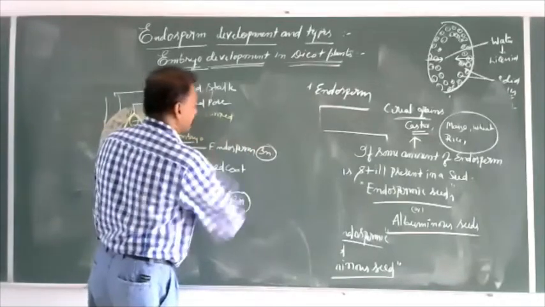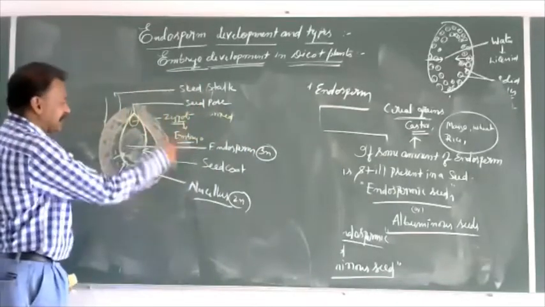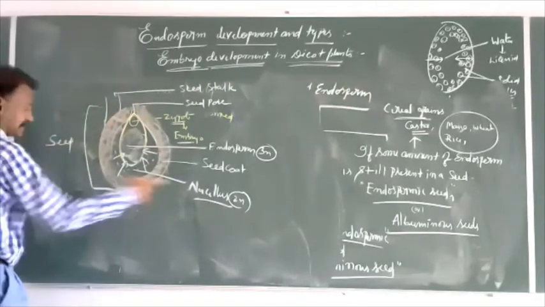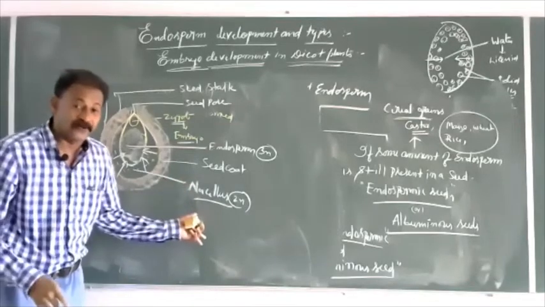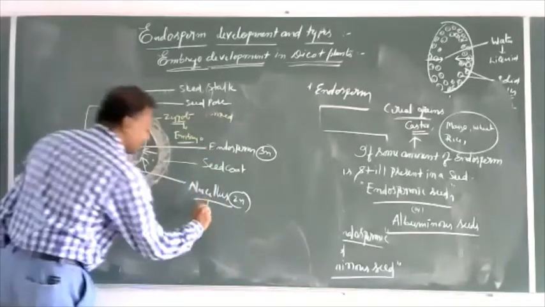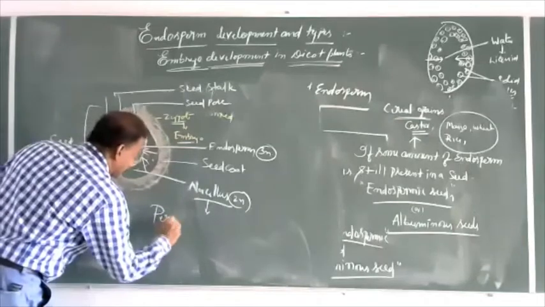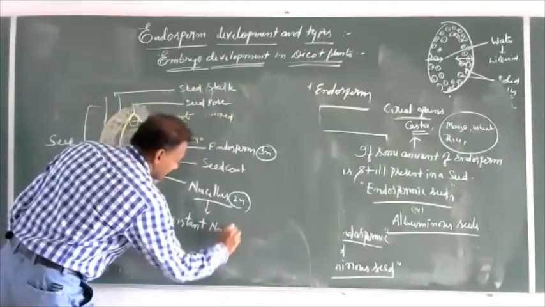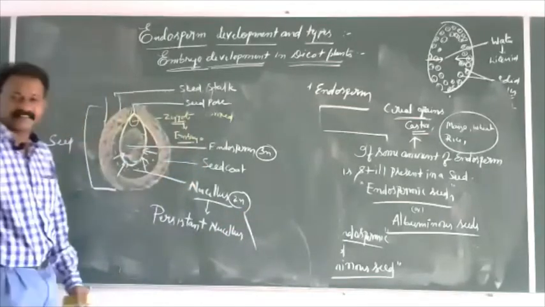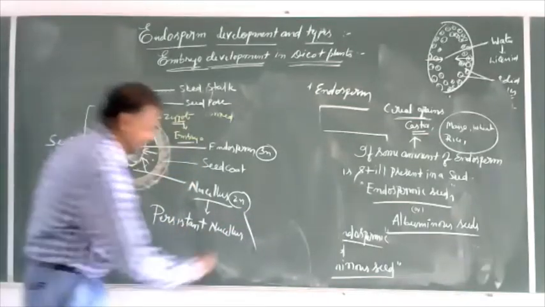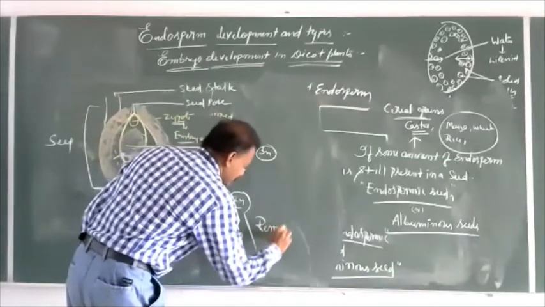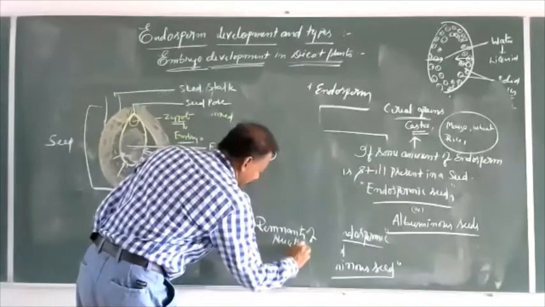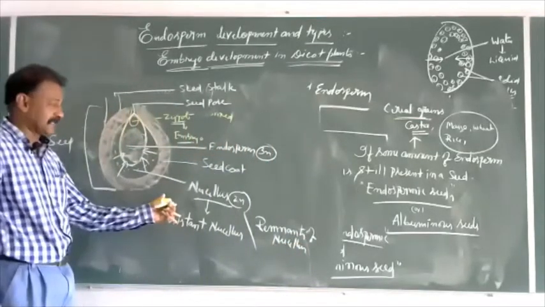Endosperm is triploid tissue. In some seeds, some amount of nucellus is still present. It is called persistent nucellus or remnants of nucellus. Question comes, my dear students, NEET.